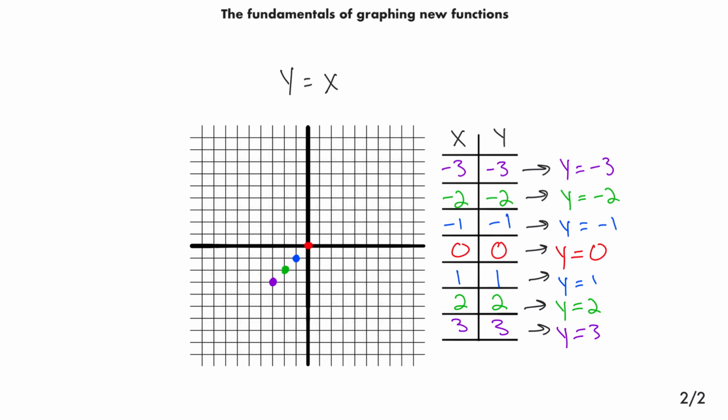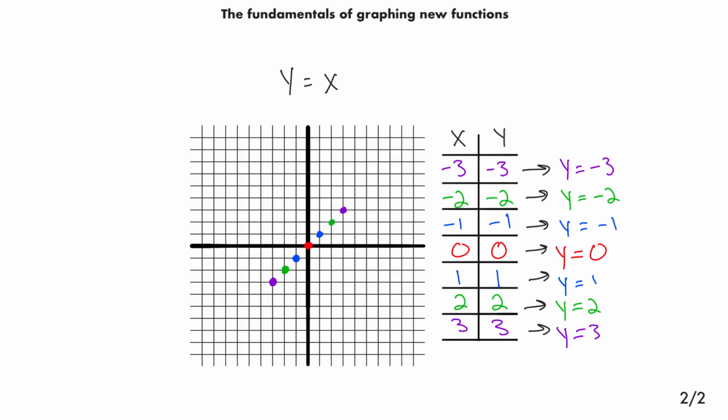Then we do the next blue coordinate, the 1, 1. The x value is positive 1, which tells me I'm going to move right 1, because for the x direction, right is positive. And then for the y value, we have positive 1. So we're going to move up 1, because positive means up in the y direction. So I'm going to go right 1, up 1. Then the green coordinate, 2, 2, indicates that I'm going to go right 2 and up 2. And then the purple one, I'm going to go right 3 and up 3.